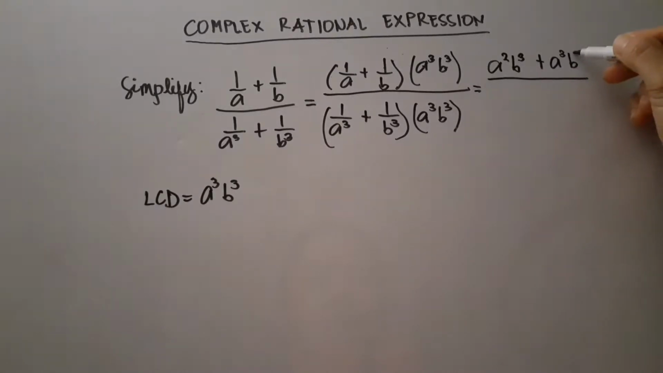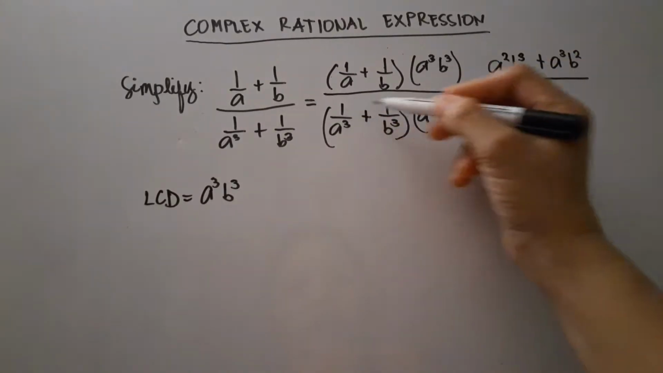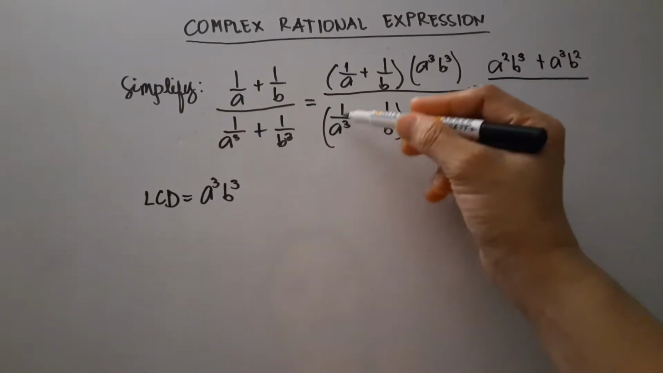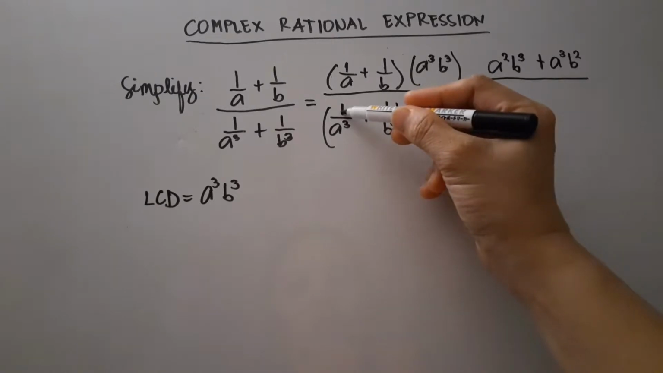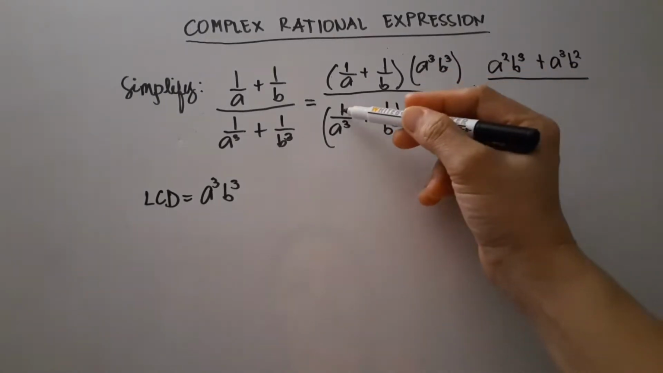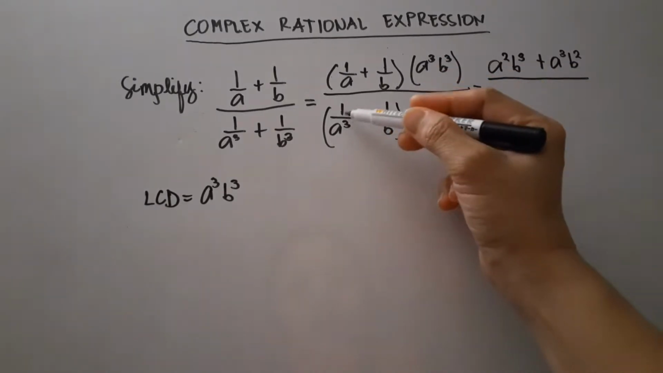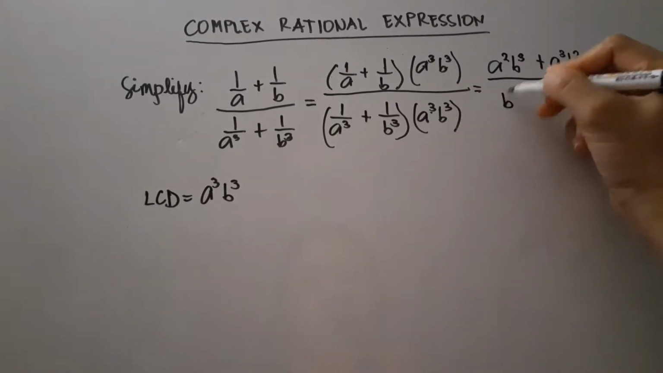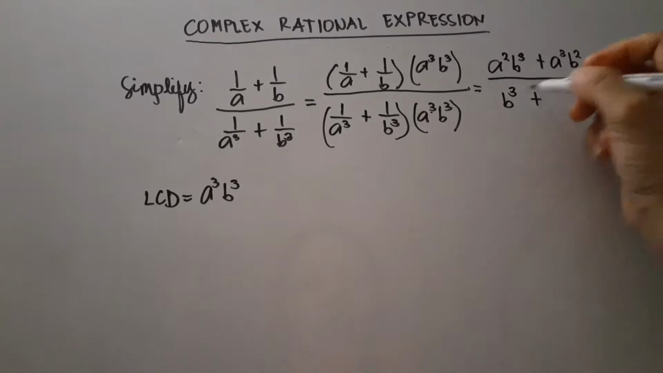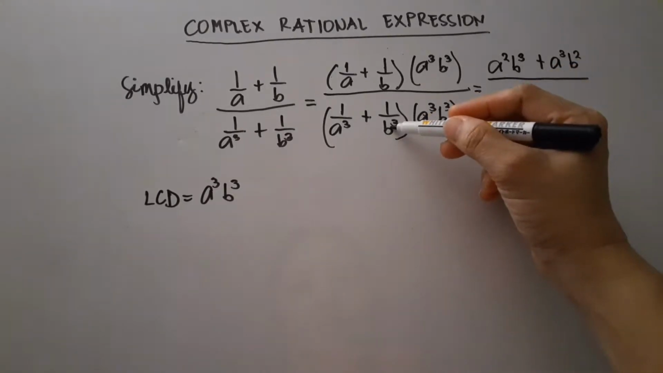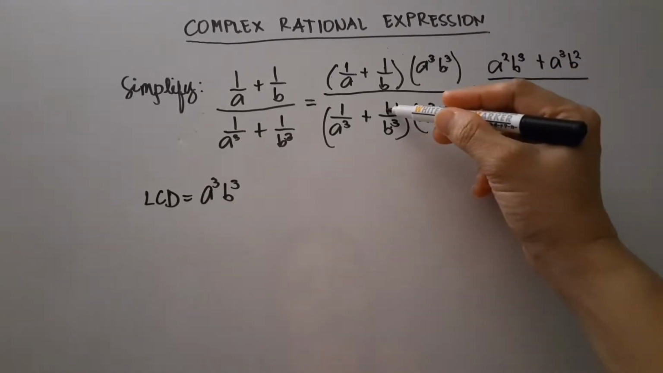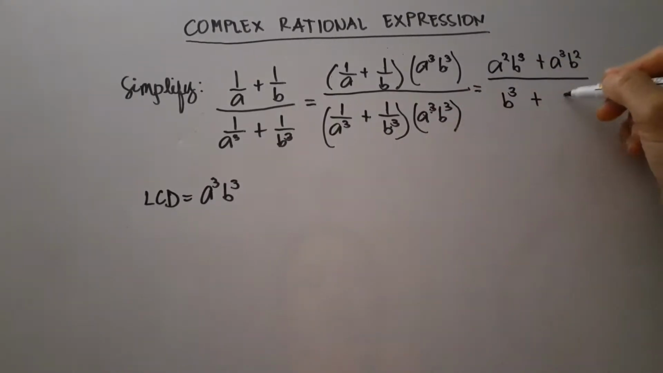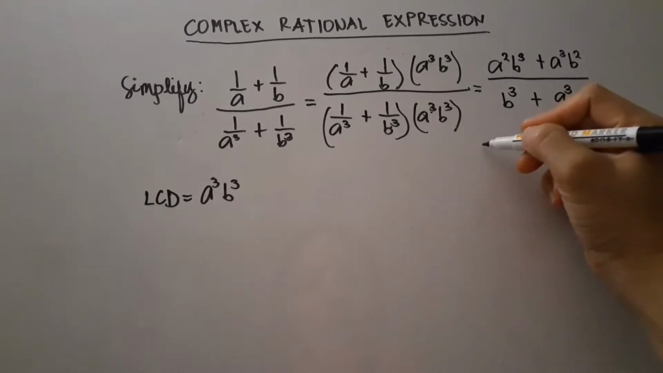And then from the denominator, we multiply each term, so a cube b cube multiplied by 1 becomes a cube b cube divided by a cube, the remaining is b cube. Then from the second term of the denominator, we multiply by 1, so a cube b cube cancels out b cube, the remaining is a cube.